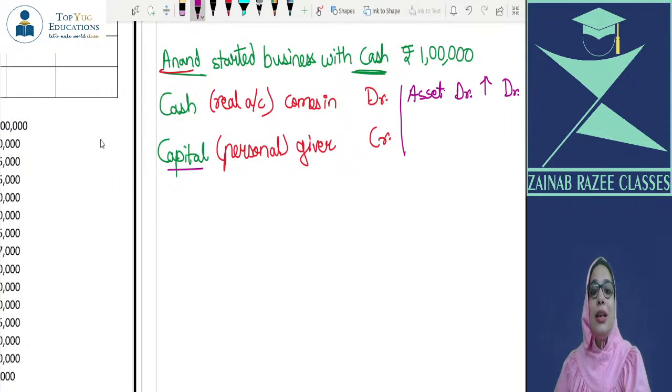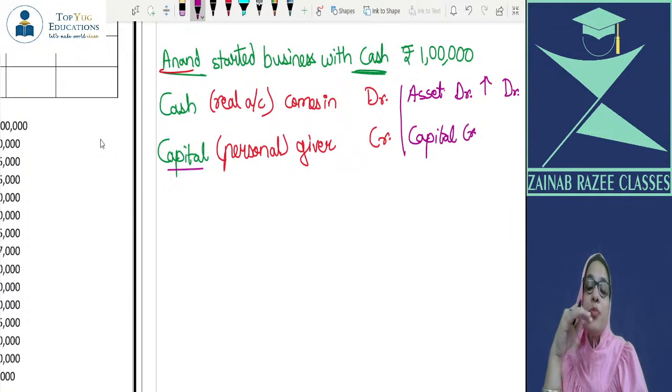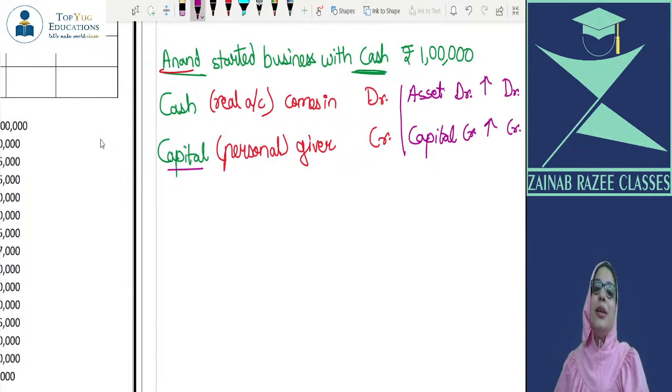Similarly, capital. So in our modern approach, we have a word called capital itself. Capital has a credit balance. Yes, now tell me. Now I'm on to capital. Is the capital of business increasing or decreasing? From business point of view, the capital is increasing or decreasing? Yes, the capital is also increasing. The amount which is to be given back to the owner is increasing. So, capital is a credit balance. It increases. That is why credit.